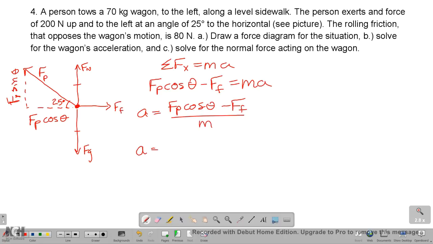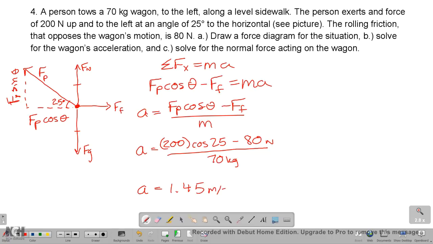And now we can plug our values in. So the pull force, it says, is 200 newtons times cosine of 25 degrees minus the frictional force, which is 80 newtons, divided by the mass, which is 70 kilograms. When you do the math here, you are going to get an acceleration of 1.45 meters per second squared. Okay, so that's for part B.